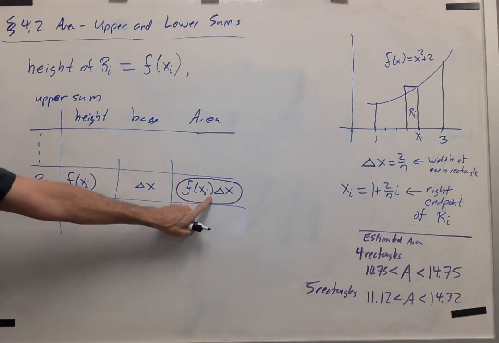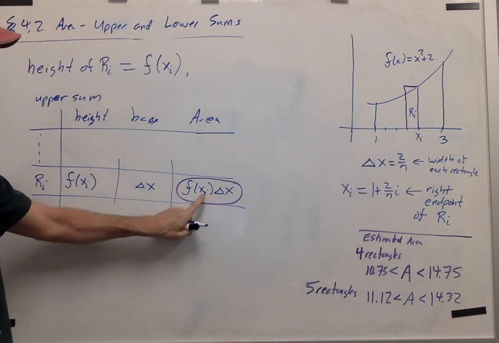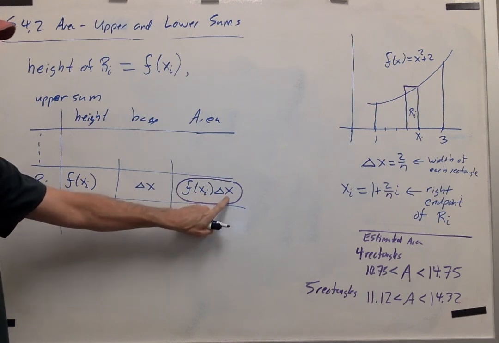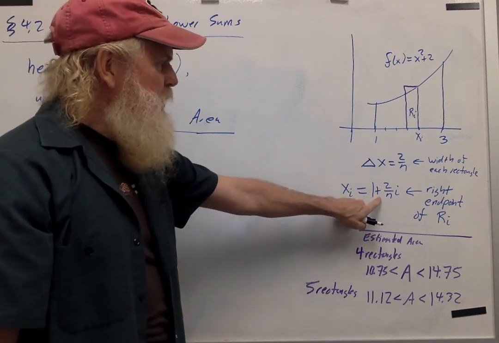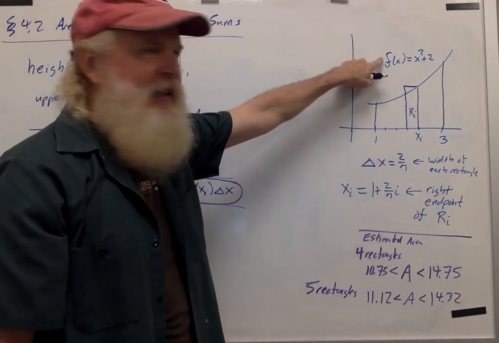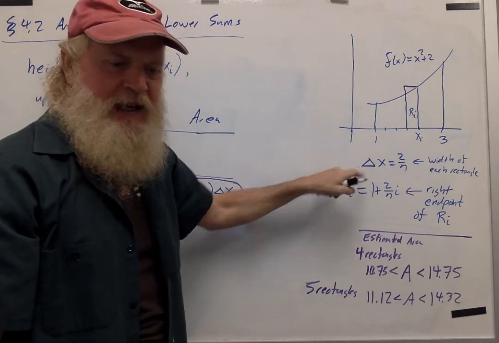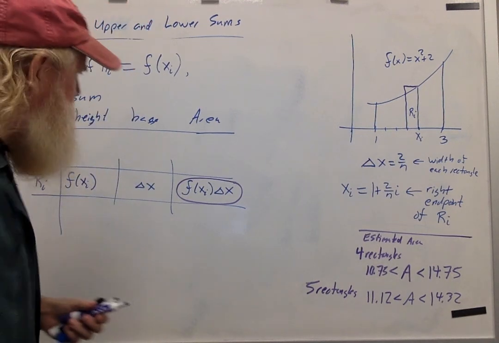The area of rectangle R sub i, the area of this rectangle, is going to be the value of the function at the right endpoint multiplied by delta x. So what we're going to do algebraically now is substitute x sub i into the function f and then multiply by delta x. I'll get started on that now, and then we'll continue it in the next video.